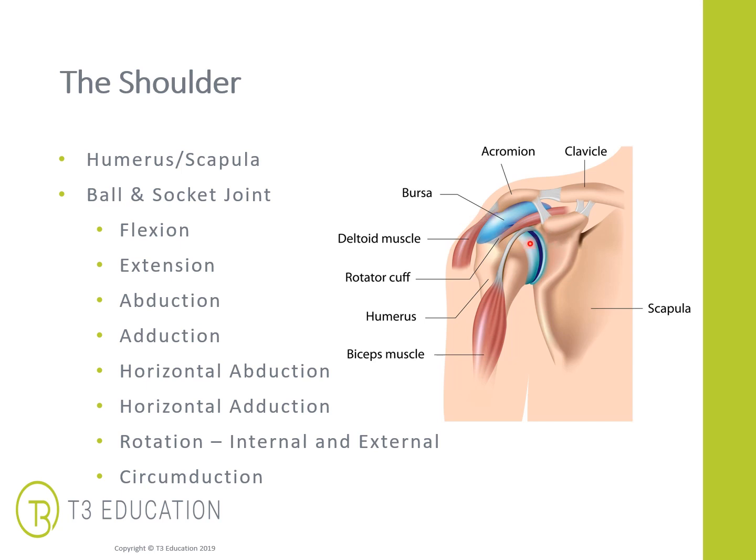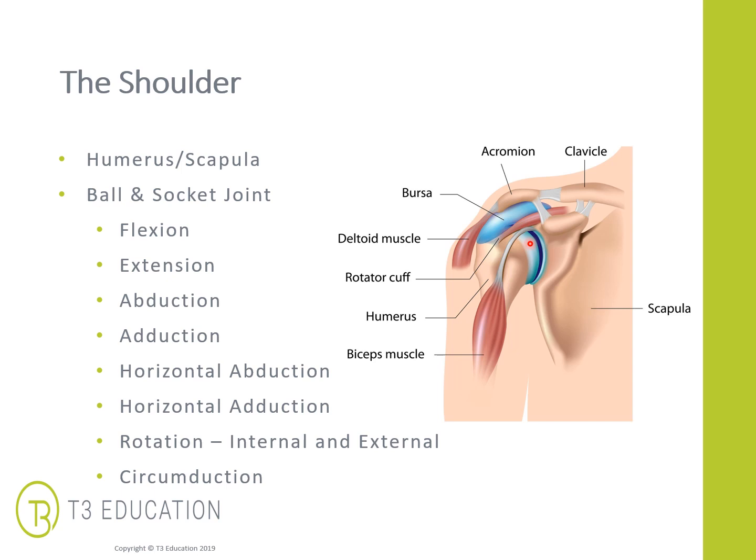We have flexion, extension, abduction, adduction, horizontal abduction, which is where if your arm was straight out in front of you, parallel to the floor, bringing it away from the midline, and horizontal adduction, bringing it back towards the midline. It internally and externally rotates, and also has circumduction, that full rotational movement.